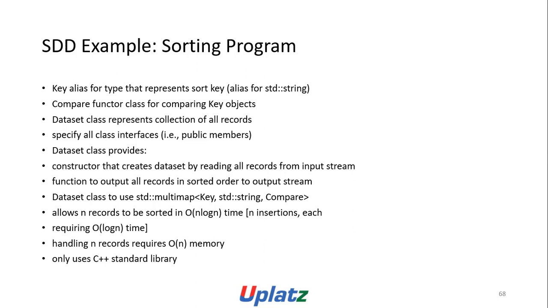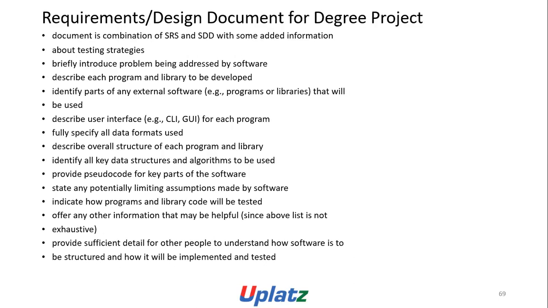Dataset class to use std::multimap<key, std::string, compare>. This allows n records to be sorted in order of n log n time: n insertions each requiring order of log n time. Adding n records requires order of n memory. Only uses the C++ standard library. Recommended design document for degree project: a document that is a combination of SRS and SDD with some added information about testing strategies.